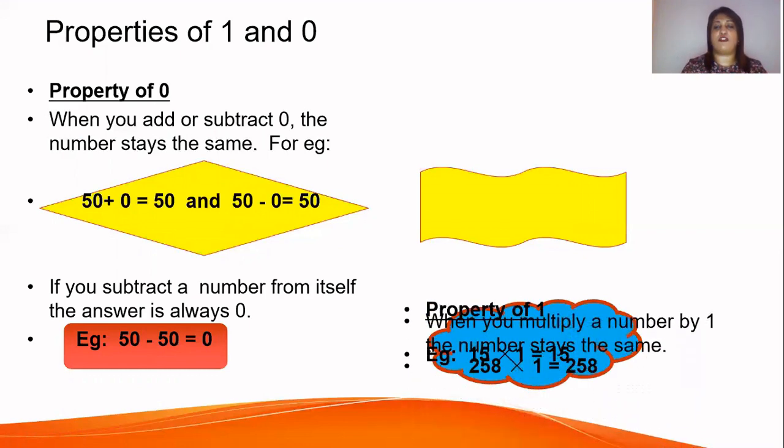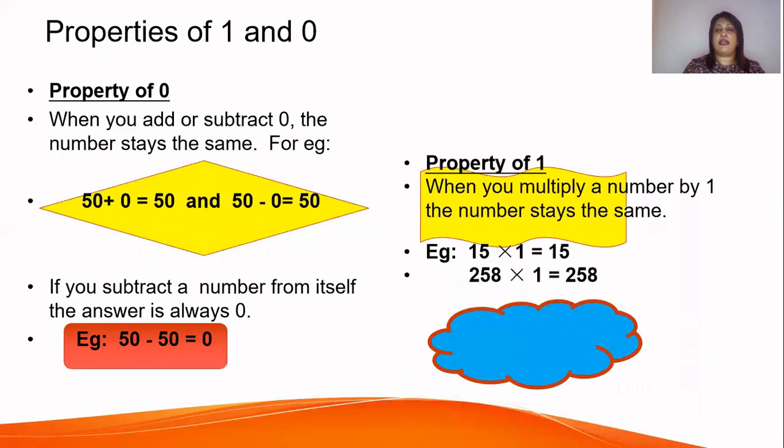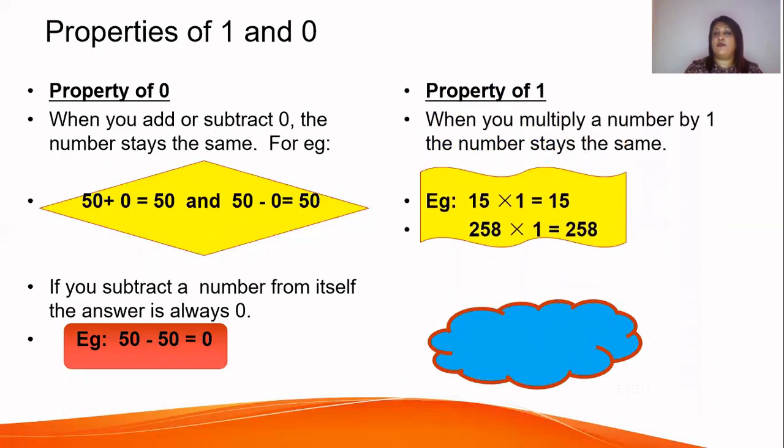Now we look at the property of 1. When you multiply a number by 1, the number will stay the same. So for example, 15 times 1, my answer will be 15. 258 times 1, my answer will be 258. So whatever number you multiply by 1, your answer will always remain the same.